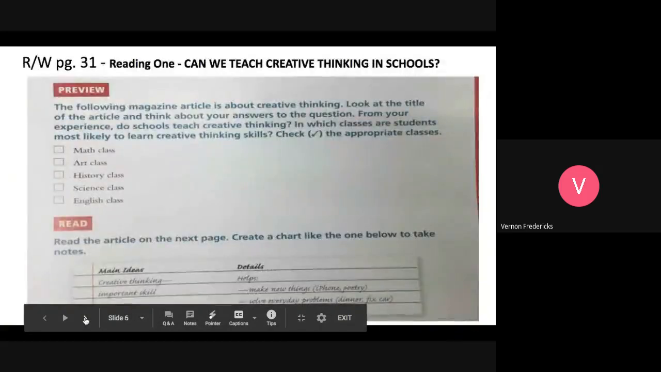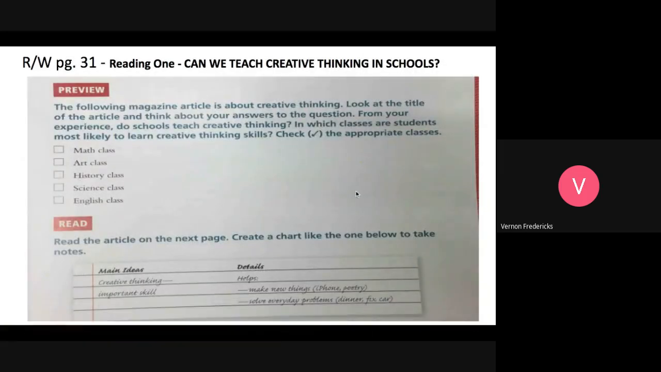I think it's the reading. Okay, reading one. Can we teach creative thinking in schools? Can we help students to think creatively? Okay, preview, let's read. The following magazine article is about creative thinking. Look at the title of the article and think about your answers to the question. From your experience, do schools teach creative thinking?